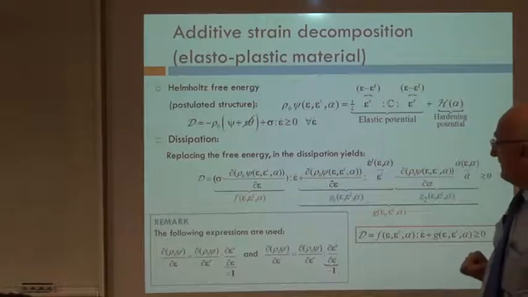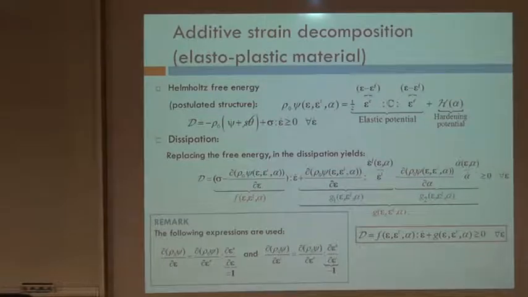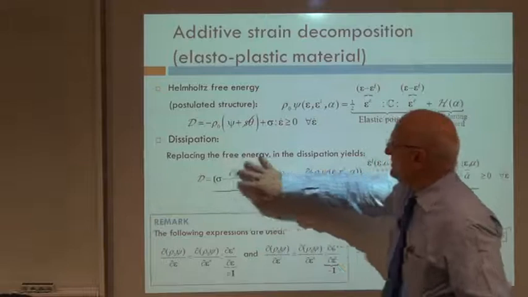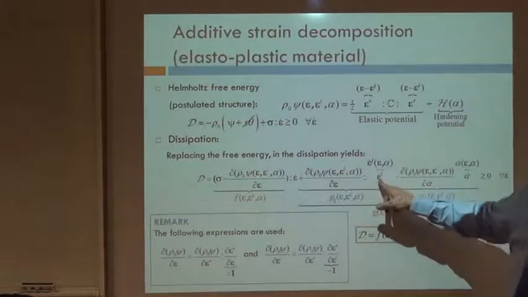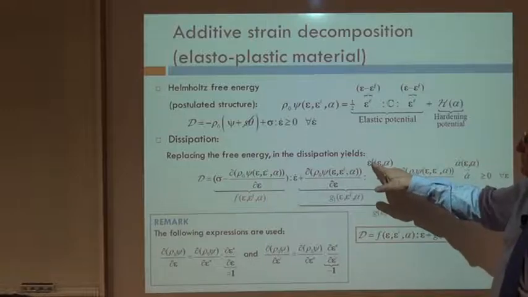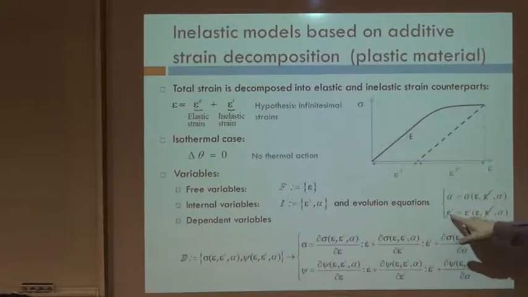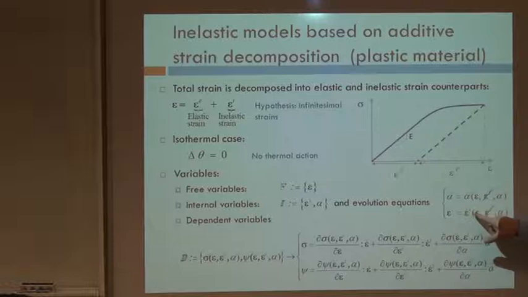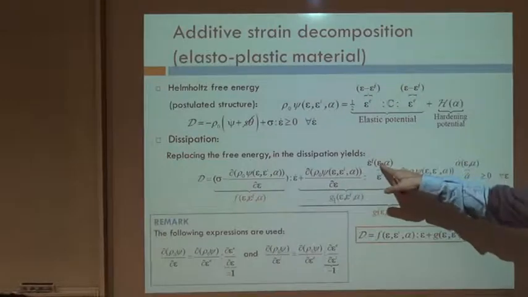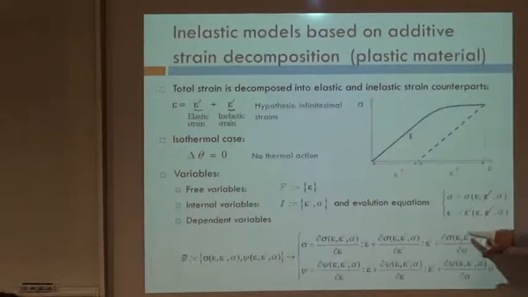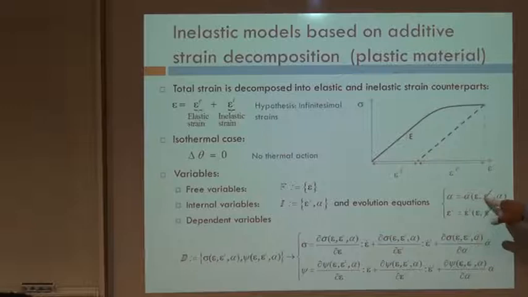After that, we find that the expression of dissipation looks like that. By the way, here we have epsilon I dot. But by virtue of the evolution equations, epsilon I dot depends on the instantaneous values of epsilon and alpha. I want to emphasize that. And alpha dot depends on the instantaneous values of epsilon and alpha through the evolution equations.